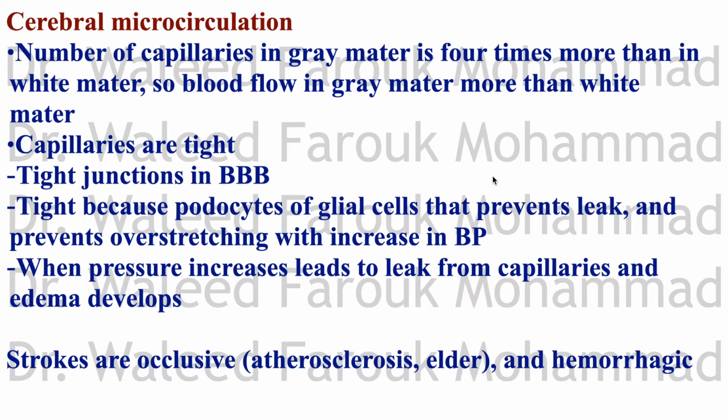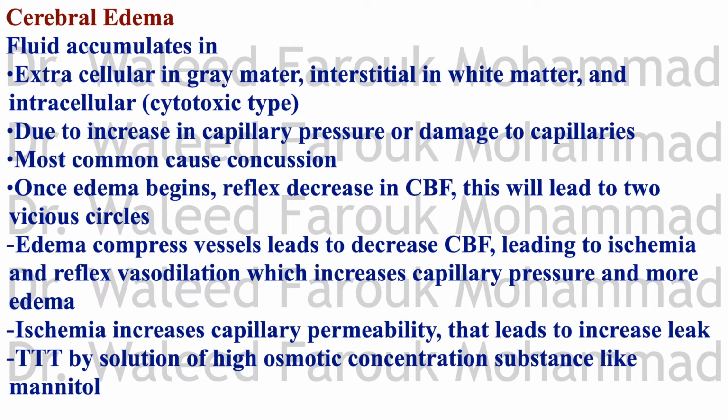Strokes that occur in the brain are of two types, either the occlusive type. This occurs in the elderly and is due to atherosclerosis, the main reason. And the hemorrhagic type means rupture of the vessel. This is a brief idea about the cerebral microcirculation.